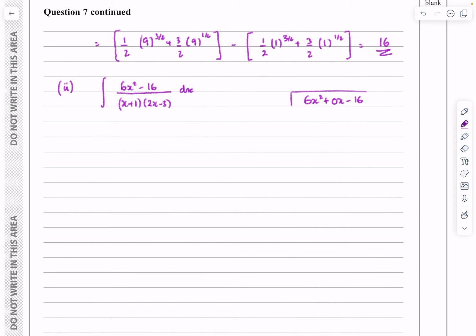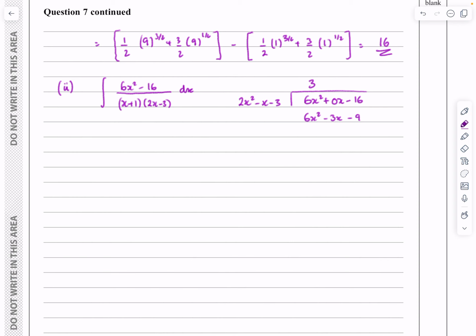x plus 1 times 2x minus 3, go away and do that. I've already done it. It's 2x squared minus x minus 3. So there's just lots of little nasty bits to this as we're going through trying to tidy this all up. So now doing the algebraic long division, how many times does 2x squared go into 6x squared? Well, it's nice and simple. It just goes in 3 times. 3 multiplied by all of this then is going to give me 6x squared minus 3x minus 9.